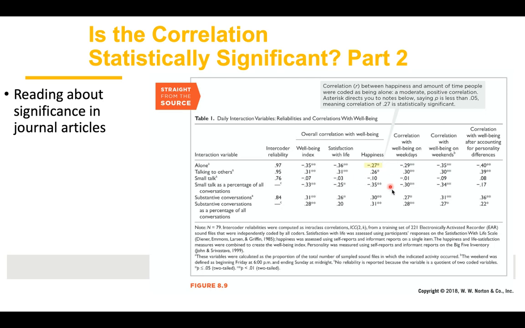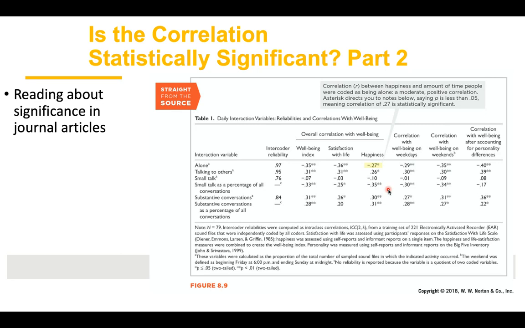Now, obviously, if something is significant at 0.01, we consider that better evidence, right? It's a stronger correlation. Let's look at the correlation between happiness and small talk percentage of conversations. That's negative 0.35. So that's a moderate negative correlation. That's a stronger correlation than the correlation between happiness and the amount of time spent alone, negative 0.27. Even though they are both significant, this negative 0.35 we might consider to be better evidence or stronger evidence, right? Not all evidence is created equally.